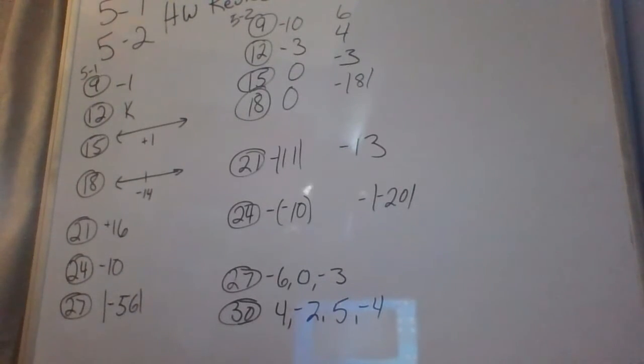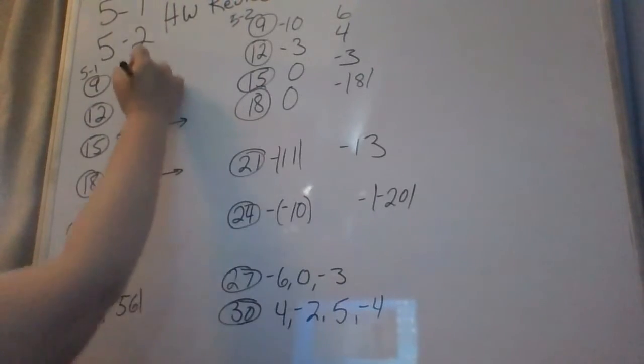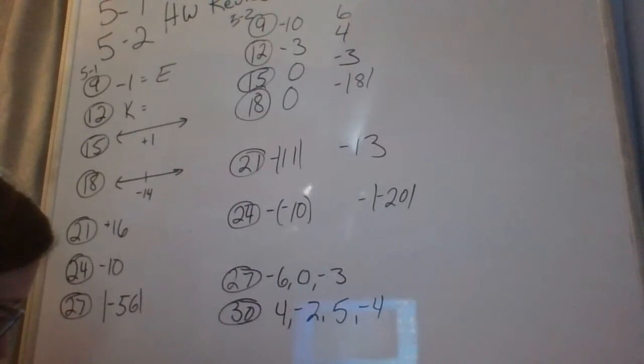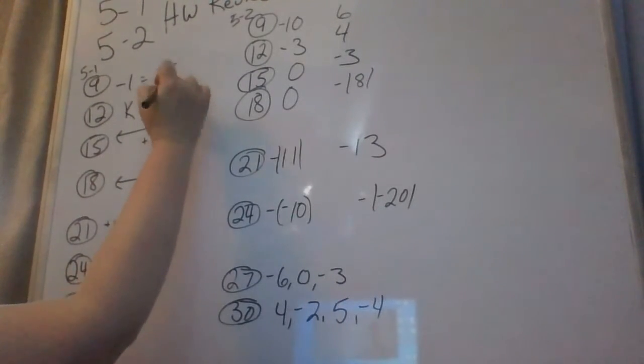So the first two, number 9 and number 12, you were given -1 and K, and you were supposed to match those up with the number line. When we look at number 9, which is -1, we find -1 on the number line, and that is E. With K, there's no number below K, so we need to figure out what should belong there. If you count up from 0, each dot is one positive integer, so we would go 1, 2, 3, 4, and K would be 5.